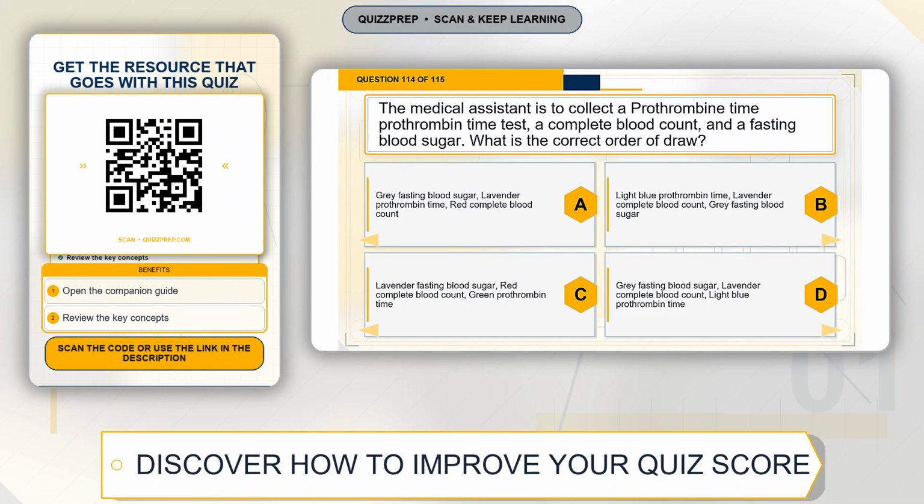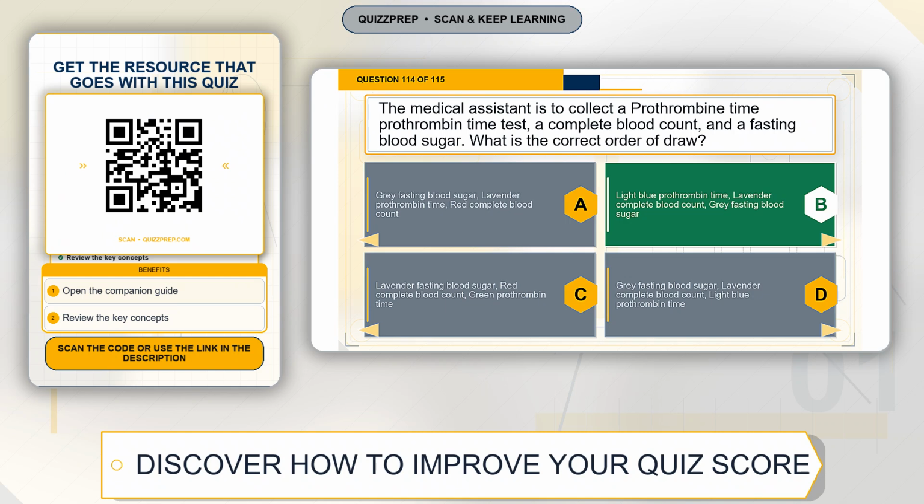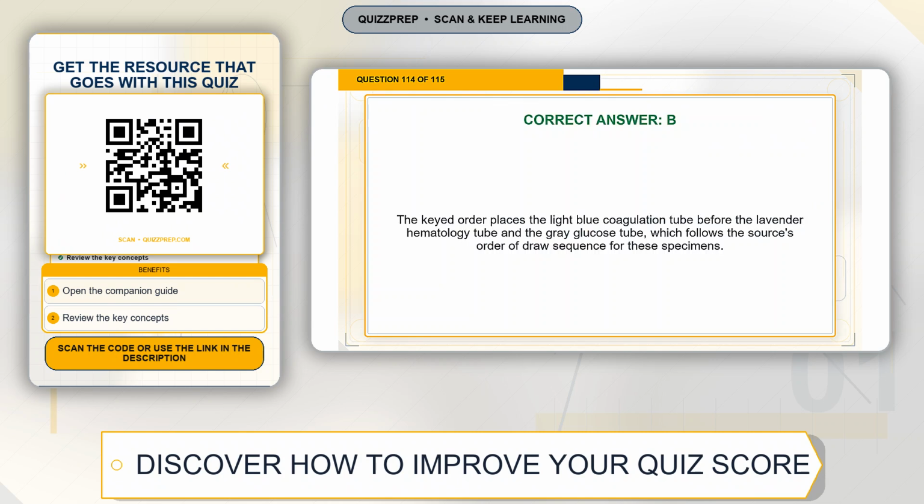Question 114. The medical assistant is to collect a prothrombin time test, a complete blood count, and a fasting blood sugar. What is the correct order of draw? Option A, gray fasting blood sugar, lavender prothrombin time, red complete blood count. Option B, light blue prothrombin time, lavender complete blood count, gray fasting blood sugar. Option C, lavender fasting blood sugar, red complete blood count, green prothrombin time. Option D, gray fasting blood sugar, lavender complete blood count, light blue prothrombin time. The correct answer is option B, light blue prothrombin time, lavender complete blood count, gray fasting blood sugar. Explanation. The keyed order places the light blue coagulation tube before the lavender hematology tube and the gray glucose tube, which follows the source's order of draw sequence for these specimens.